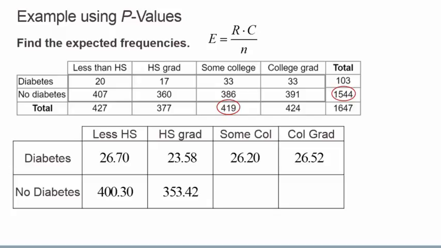Next, some college, no diabetes. The total for no diabetes is 1,544. The total for some college is 419. 1,544 times 419 divided by 1,647 is 392.80. Next, college grad, no diabetes. The total for no diabetes is 1,544. The total for college grad is 424. 1,544 times 424 divided by 1,647 is 397.48.